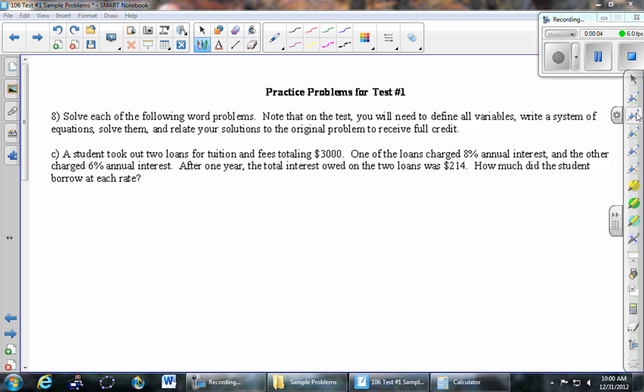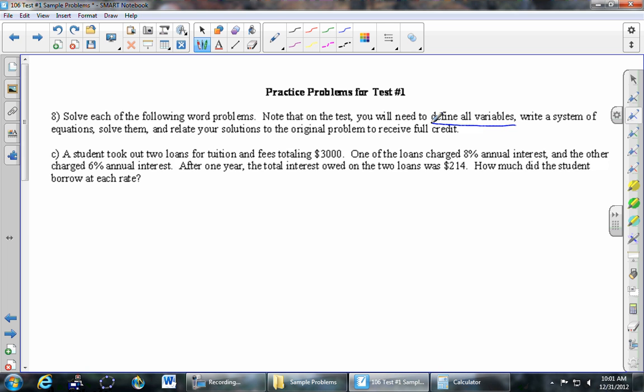This is problem 8C on the practice problems for test number 1. A student took out 2 loans for tuition and fees totaling $3,000. One of the loans charged 8% annual interest and the other charged 6% annual interest. After 1 year, the total interest owed on the 2 loans was $214. How much did the student borrow at each rate?